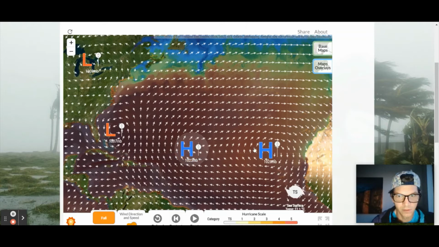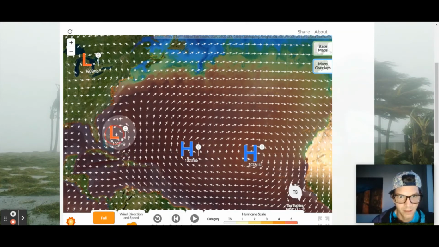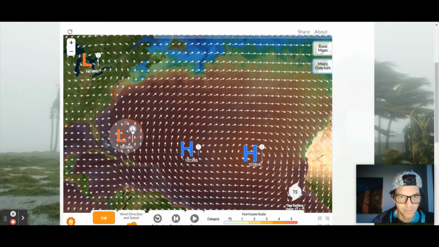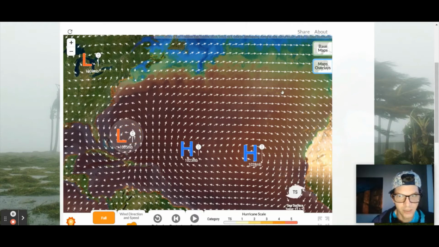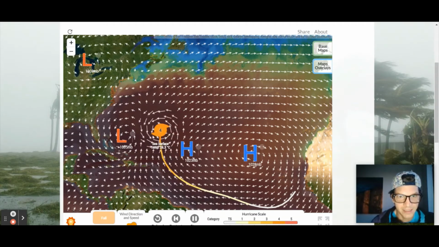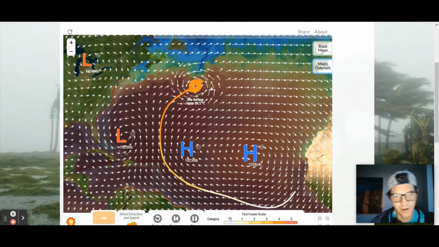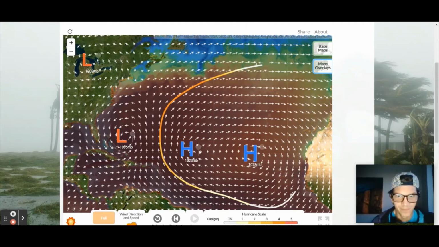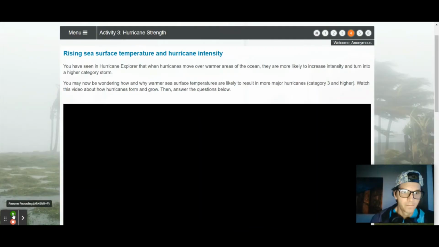I'm going to move it a little bit more. Let's see if I can get some rotation counterclockwise around that low pressure area. Let's see. It's going to move over the highest temperatures of the ocean over here. Category 4. I'm going to keep on finagling with this, but you can do that too. Let's move on to the next sections to take a look at how this connects to climate change.